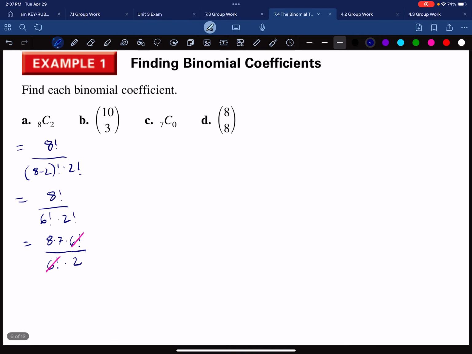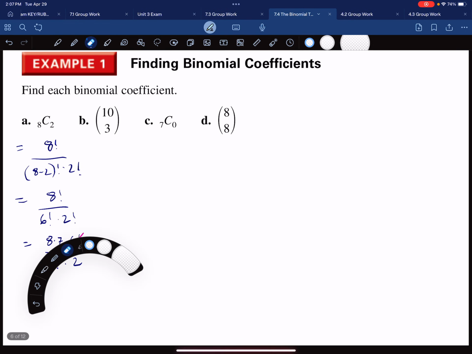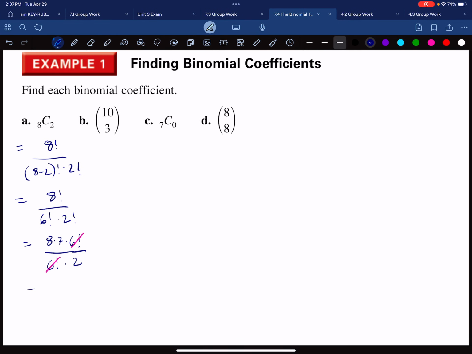We can multiply this out. 8 times 7 is 56, divided by 2 is 28. So 8 choose 2 simplifies out to 28. All right, let's do B.